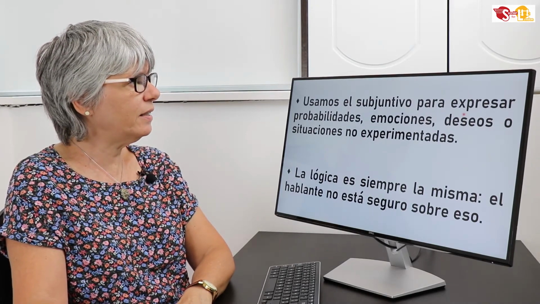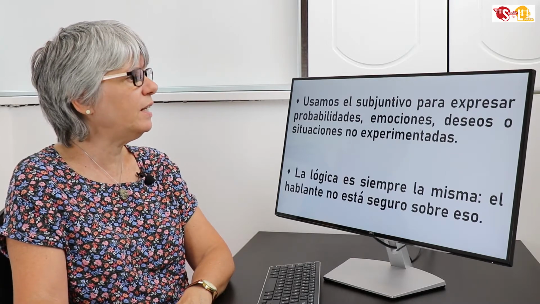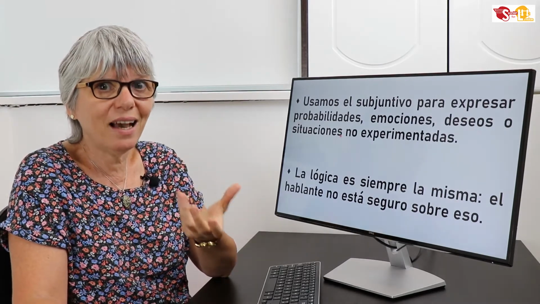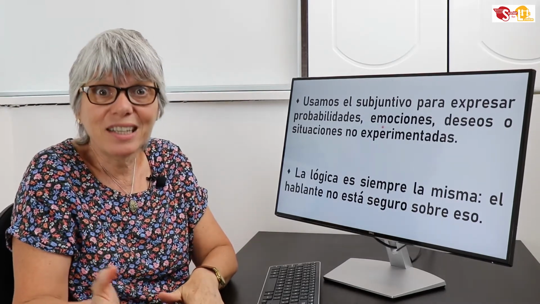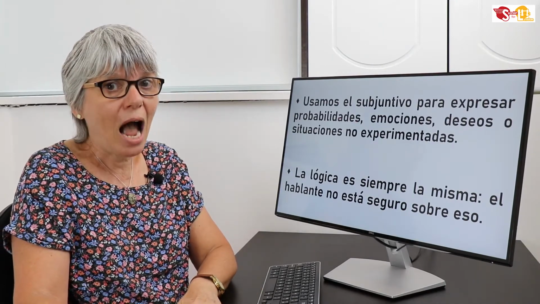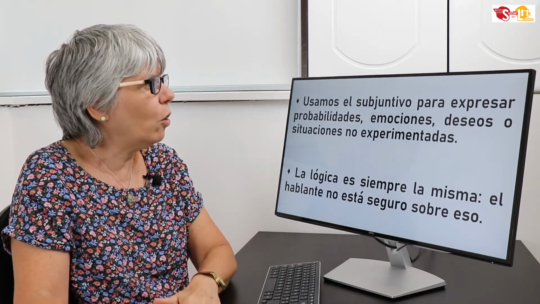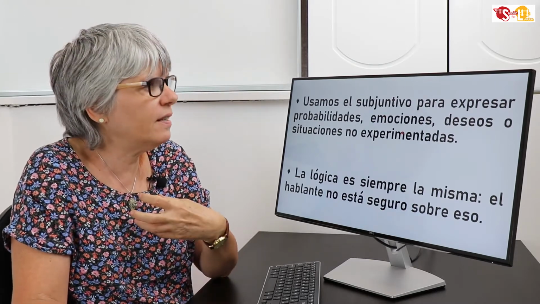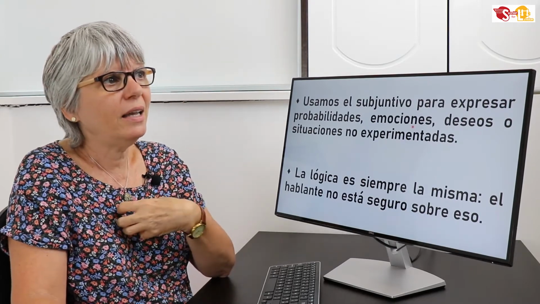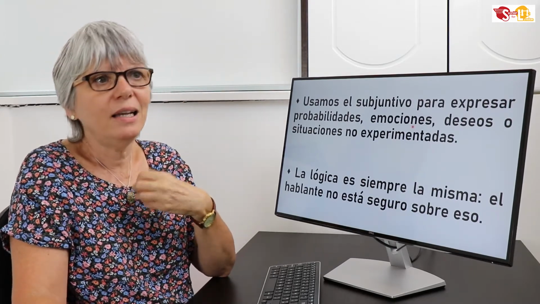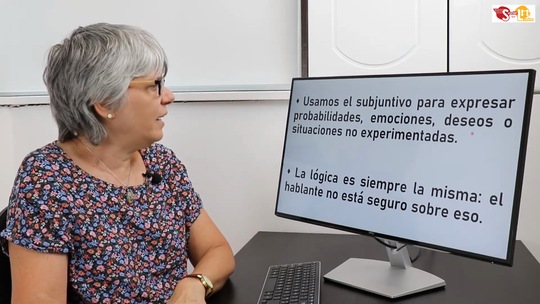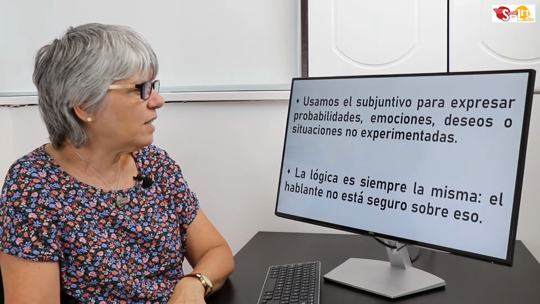So we use the subjunctive to express probabilities, feelings, desires, or things that didn't happen. So the logic, as I told you, is always the same. If I express a probability, I'm not sure about this, or a feeling, okay, I feel something, but will it happen or not? I hope that, I love that, I like that, but will it happen or not? I'm not sure. Desires. So the logic is always the same.